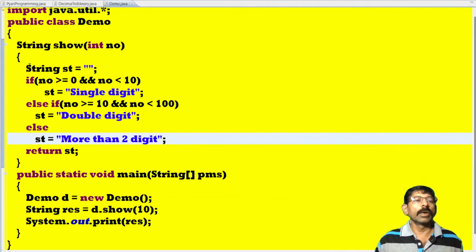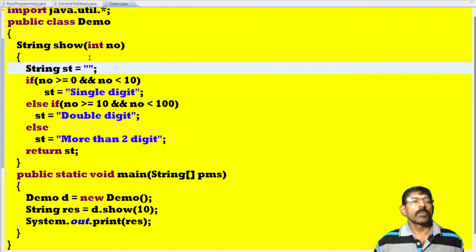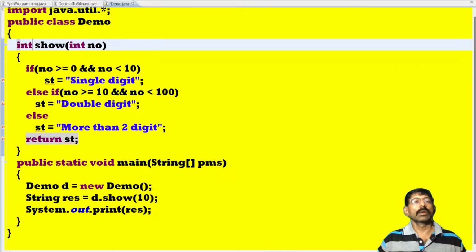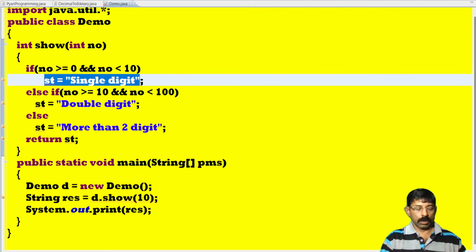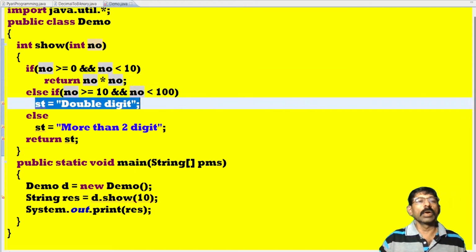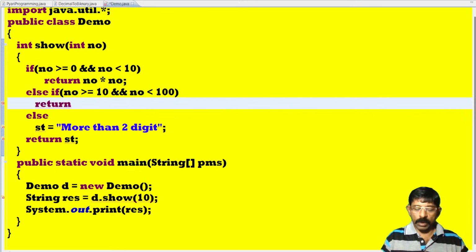So here I am returning a variable or an object. I can return a constant also. I can return a variable. I can return an expression. Look, I am making it integer. If it is single digit, return no into no. If it is double digit, return no plus no. Expression evaluation can be done.